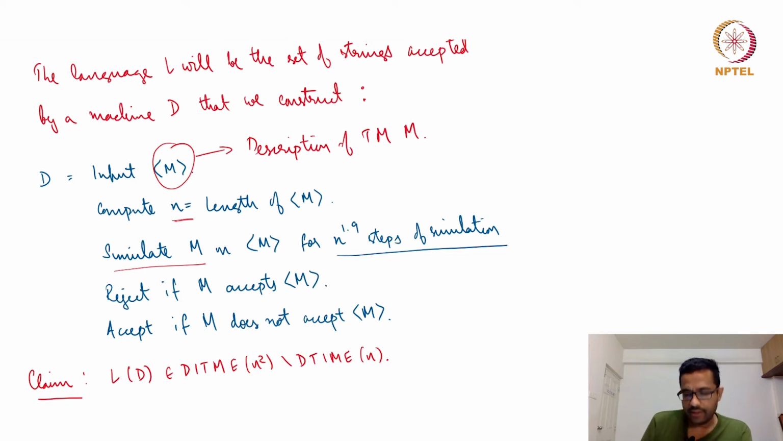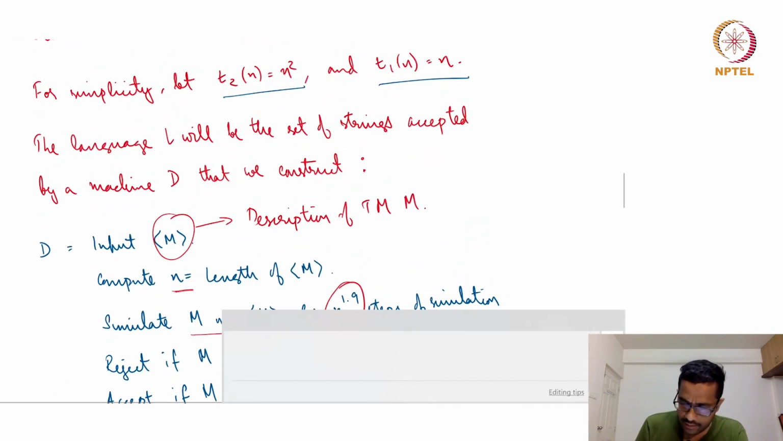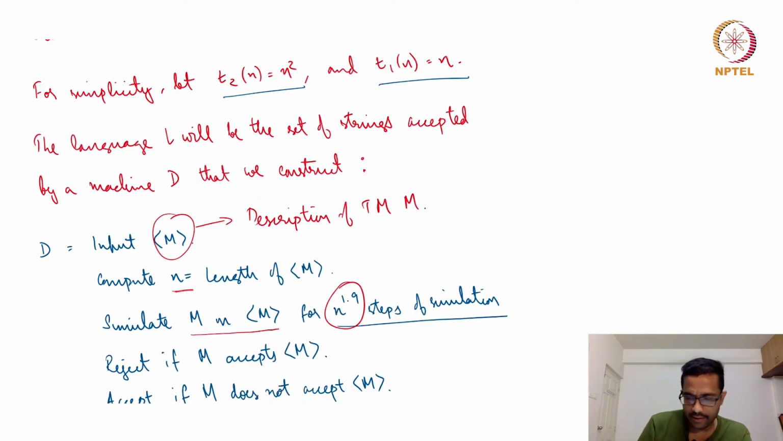Now what we do is we simulate, and again this is very similar. Earlier we said that M is run on its own description. So now we are simulating M on its own description, and the simulation we run for n power 1.9 steps. Okay, so why n power 1.9? Because it is some number that is between n and n squared. So we simulate M on its own description for n power 1.9 steps.